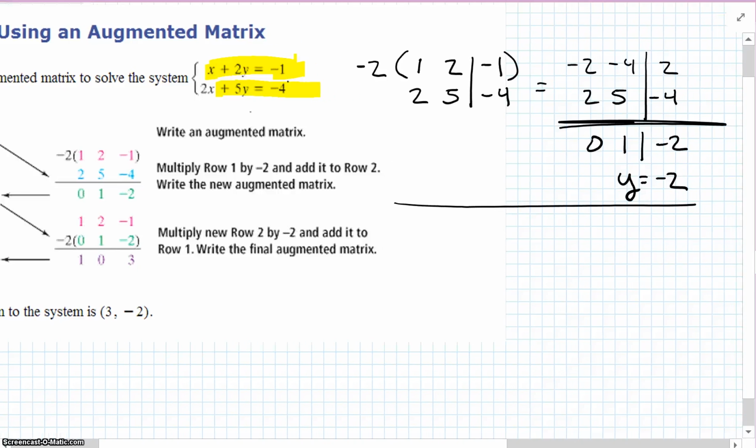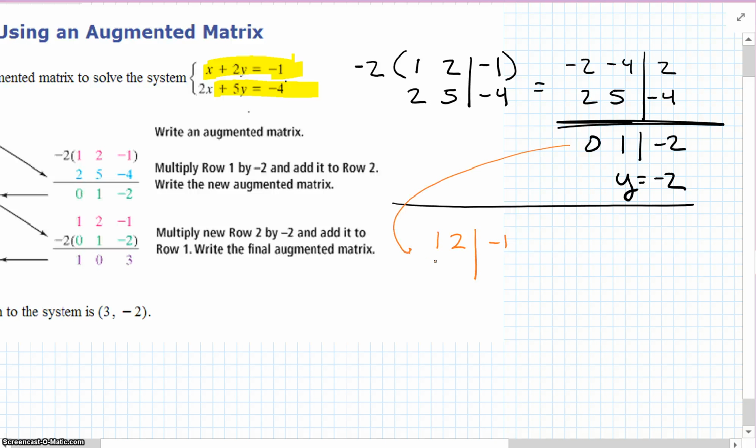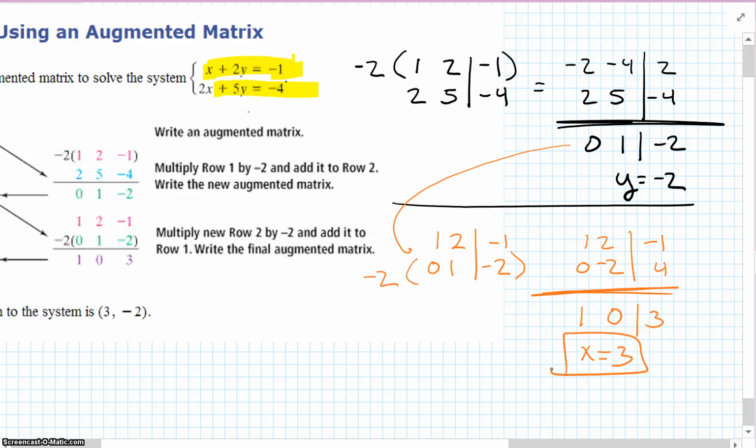Okay, so now I can replace the second line. So go to my first equation, and I'm going to replace the second row with 0, 1, negative 2. I can multiply this one by negative 2 as well and get this: 1, 2, negative 1, and 0, negative 2, 4. And I can add those together, and I'm going to get 1, 0, 3. So I get x equals 3.